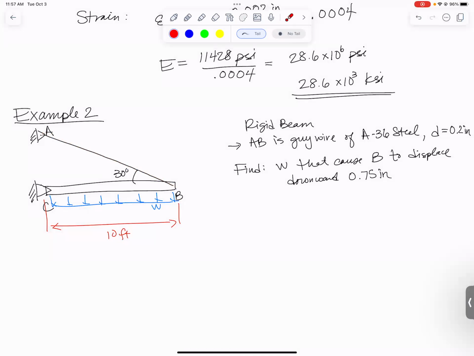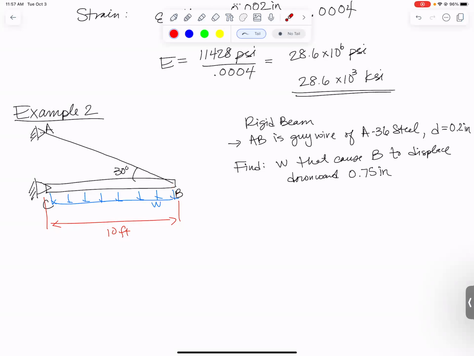But that wire, we're now going to treat it like it's deformable. This isn't statics anymore. Now things can stretch out. So the wire is deformable, and as it stretches out, it's going to allow beam BC to rotate downward about point C, and then B will be able to drop a small amount.